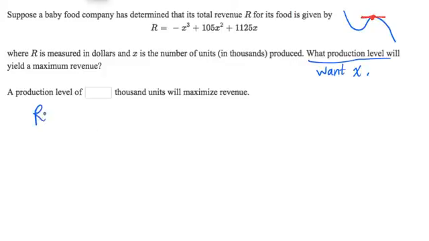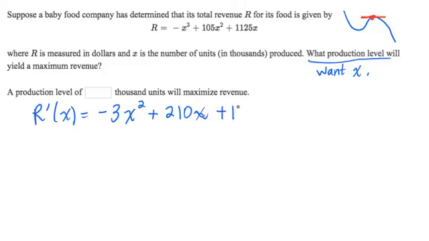So we're going to start by finding the derivative, which is negative 3x squared, plus 105 times 2 is 210x to the first plus 1125. We need to find where that derivative equals 0. And that gives us a quadratic equation which we can solve.